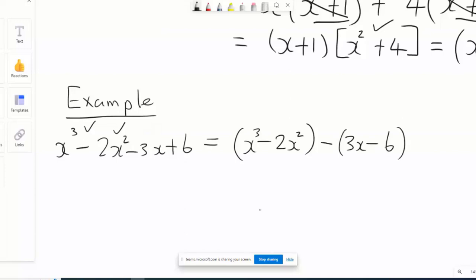So that if I multiply minus times 3x, I get minus 3x. And minus times a minus gives me plus 6 there. So it's consistent, right? And what is my common factor for the first term there, guys, under the brackets? It would be x squared, right? X squared for this here, right? And then x squared goes into x cubed x times. And it goes into minus 2x squared 2 times, right?